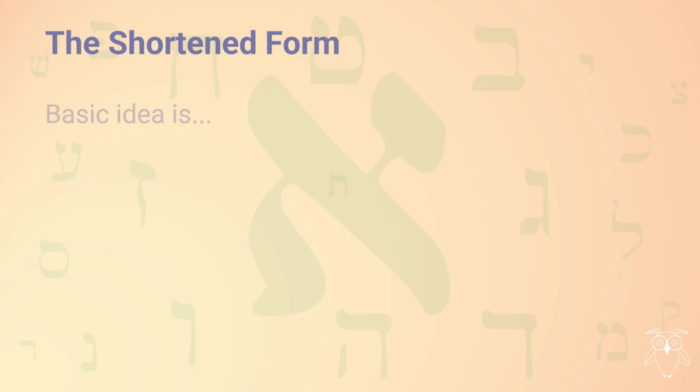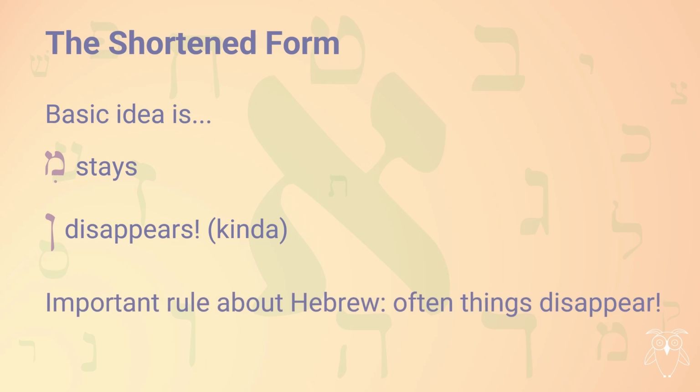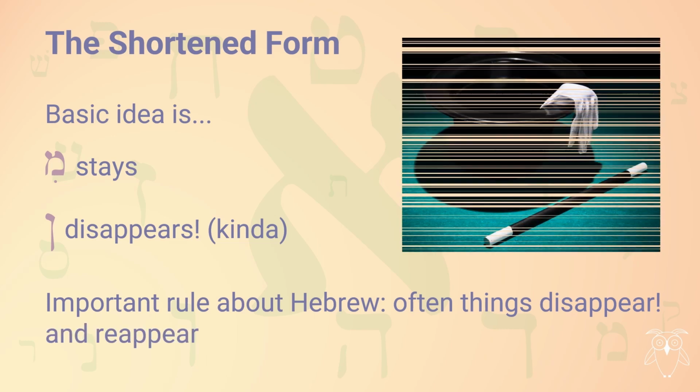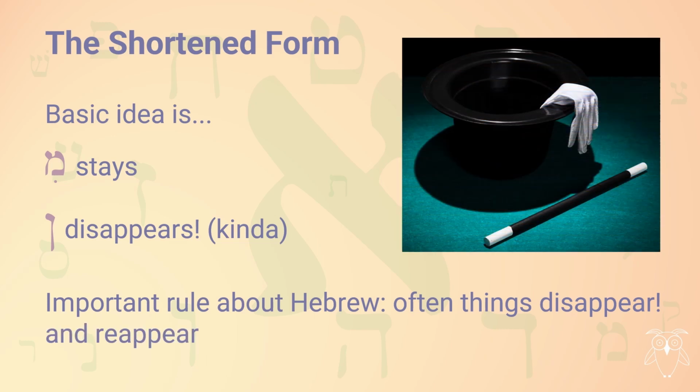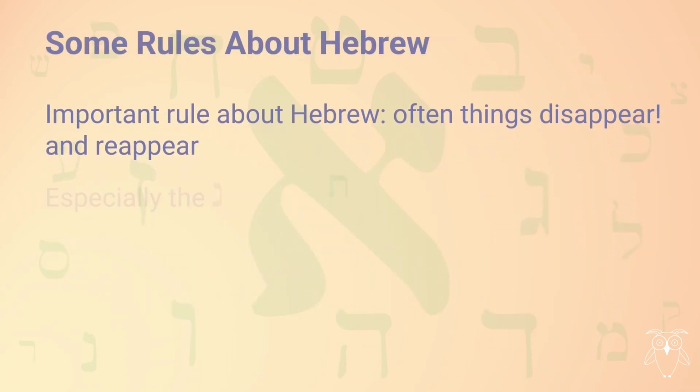The base rule is the following. The mem and the hirek stay and the nun disappears. Well, the nun kind of disappears. This is something you need to know about Hebrew. Sometimes things disappear, but often they reappear somewhere else entirely in a different form. And this is something else you need to know about Hebrew as well. The nun tends to disappear and reappear a lot.